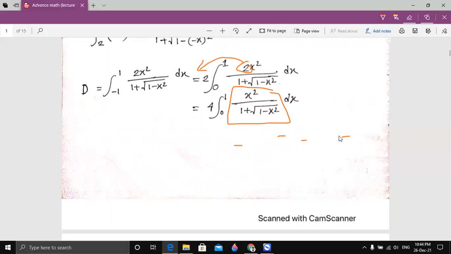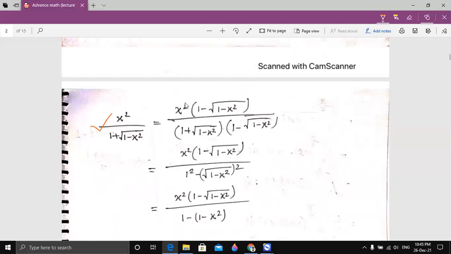So I will just multiply using the conjugate. Conjugate means the opposite sign of the denominator. Here we have plus, right? So we will multiply using minus. For example here, you see we had plus, so we are multiplying using minus, on both the upside and downside.